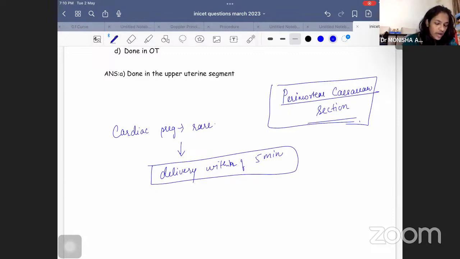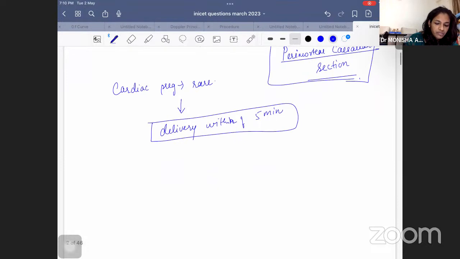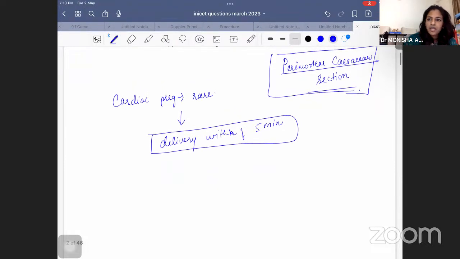What else you have to know? What are the criteria for perimortem cesarean section? Just a pregnant woman who is having cardiac arrest doesn't mean you'll deliver her. You do a perimortem cesarean when she is more than 20 weeks, and you have given her 4 minutes of CPR. Okay.